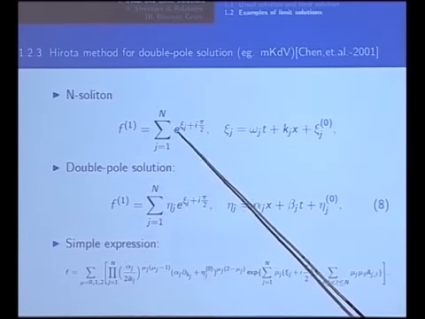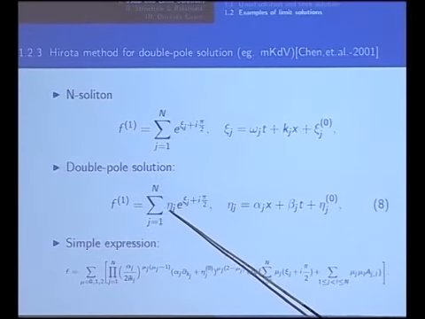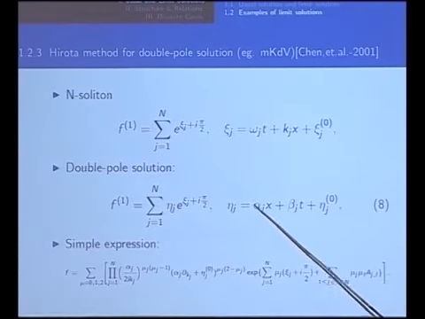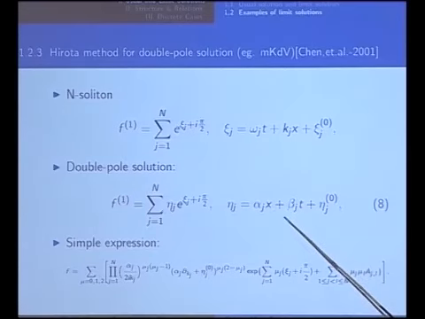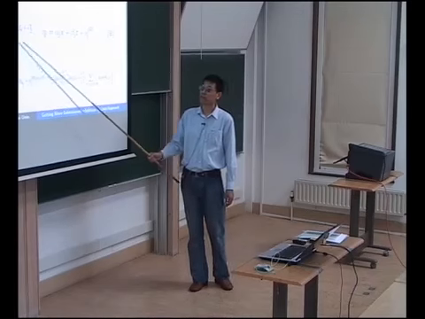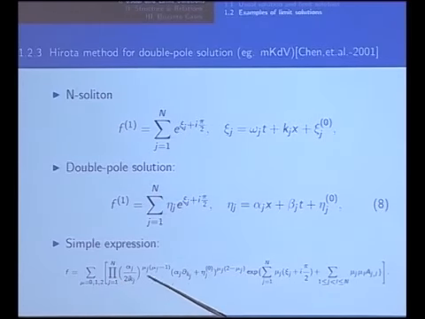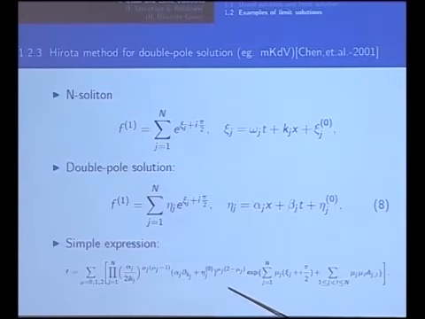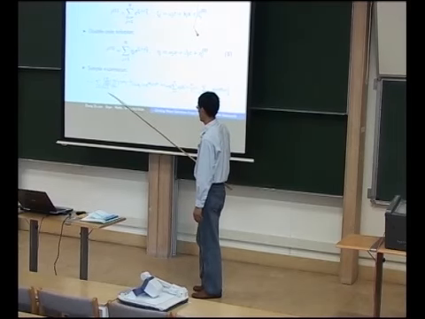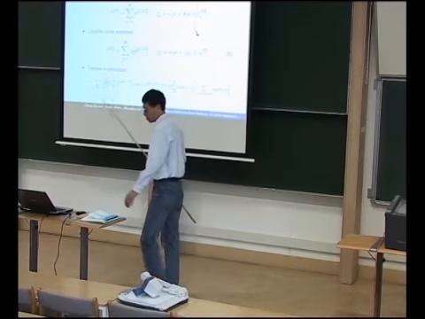So in the double pole case, the change is here. For solitons, the parameter is some constant or 1, and in the double pole case, we add here a linear function of x and t. So in this case, we can get the double pole solution, and for general n, the expression is also clear.